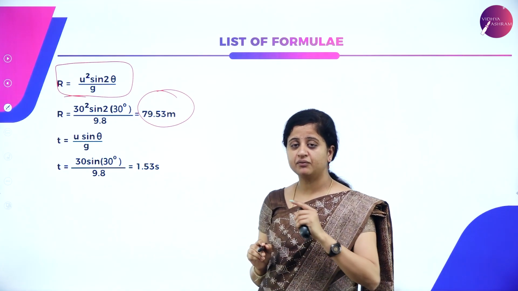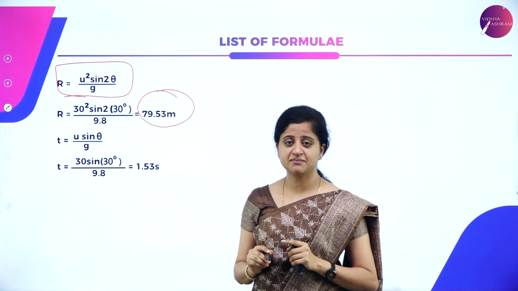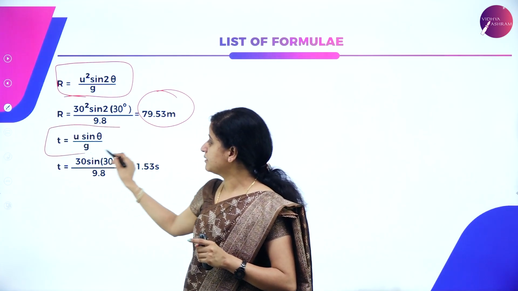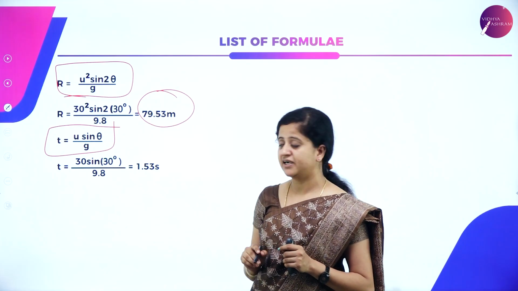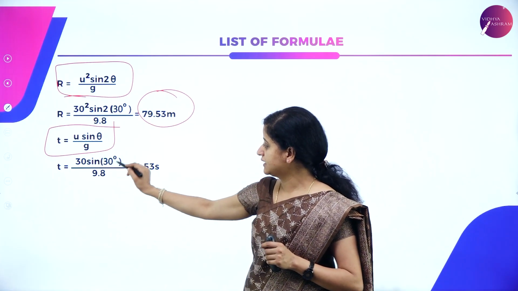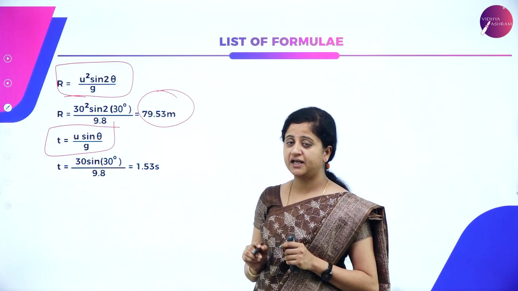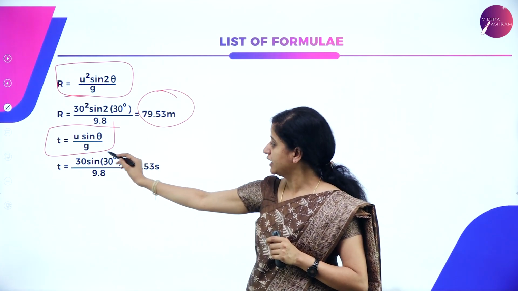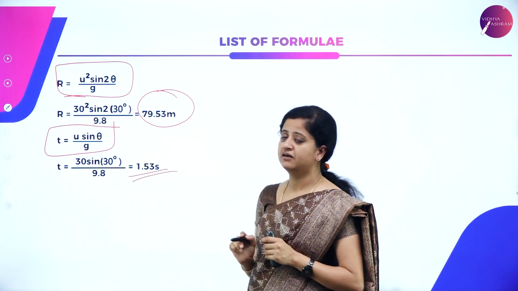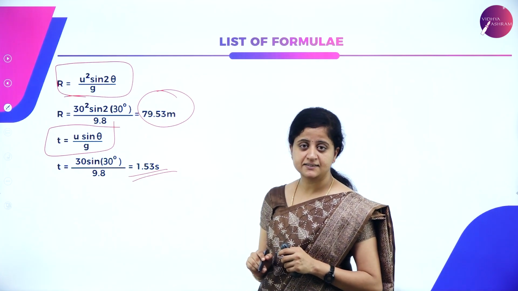Now we have to calculate the time required for the ball to reach the maximum height. That can be calculated by the formula u sin theta divided by g. That is 30 into sin 30 divided by 9.8. Sin 30 is 0.5, so 0.5 into 30 divided by 9.8. We will get 1.53 seconds.